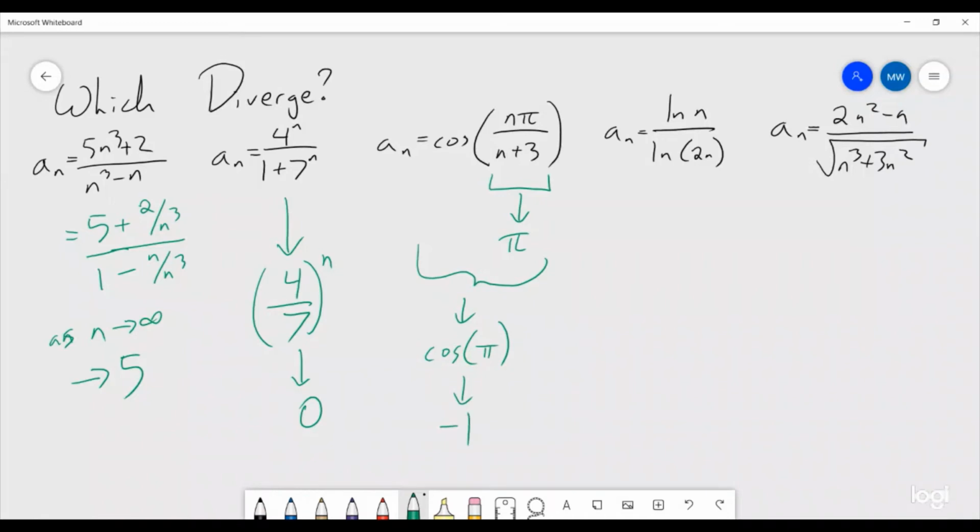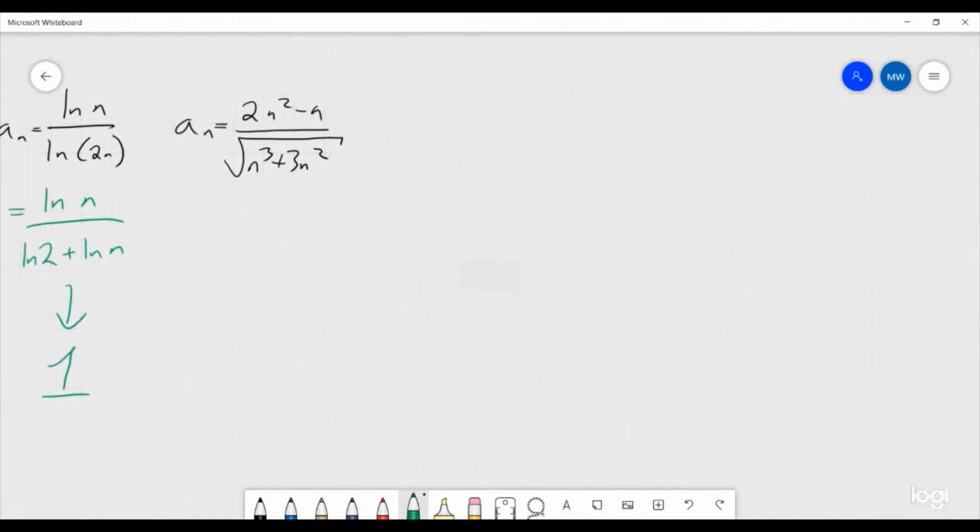This one is equal to the natural log of n over natural log of 2 plus the natural log of n, which is going to converge to 1. And then this last one, we are going to have to do a little bit of manipulation. So these values are always going to be positive for n greater than 0. So for n greater than or equal to 1, a sub n is strictly positive.